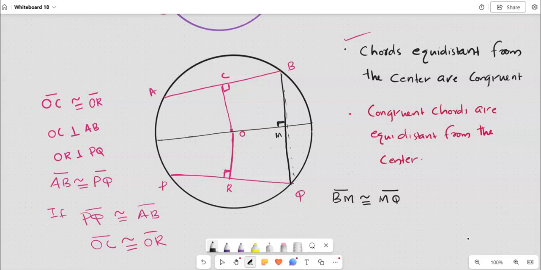The meaning is this: if the diameter is perpendicular to the chord, that diameter will bisect the chord and its arc. So you can say that BM will be congruent to MQ, and let it be Z, arc BC will be congruent to arc ZQ. So these are very important statements or postulates, very useful to find solutions of circle problems. So wait for the problem part of the videos.